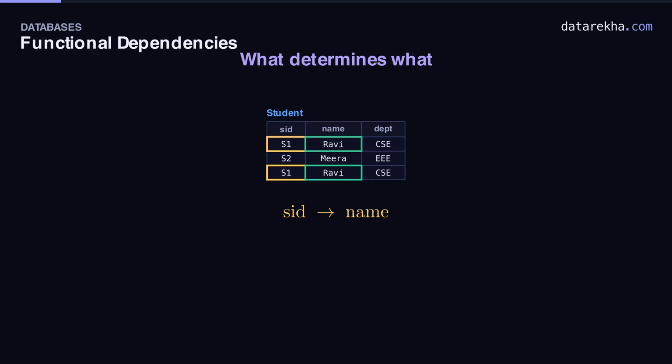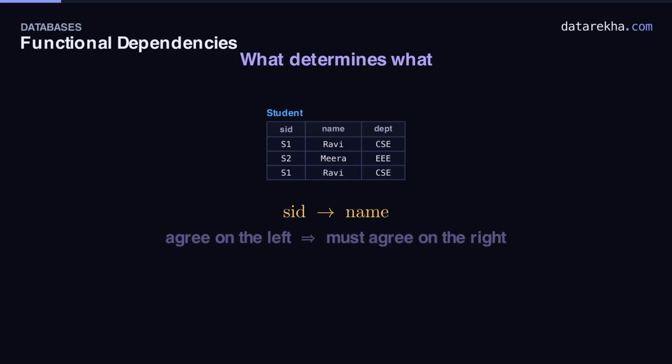That kind of promise is the heart of this lesson. We write it with an arrow. Student ID determines name. Read that arrow as a rule the data must obey. Any two rows that agree on the left must agree on the right. This is a functional dependency, the exact notion that keys and good table design are built on.